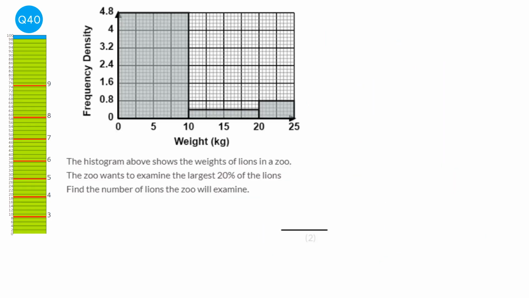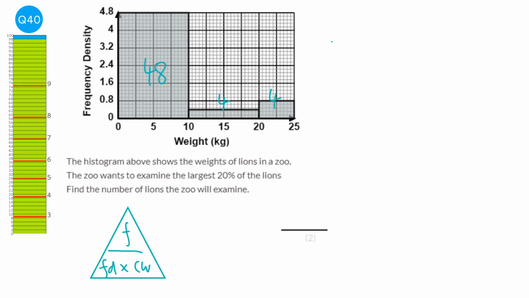36.87 degrees. So we first of all need to work out the frequencies in each of the bars, and we know that the frequency density is proportional to the frequency over the class width. So we're just going to go through each of these bars and work out what the frequency is. So all we need to do is times the frequency density by the class width. So 4.8 times 10 is 48. The second one is 0.4 times 10, which would be 4. And then the last one will be 0.8 times 5, which will also be 4.